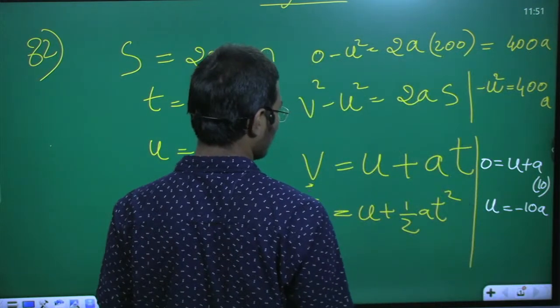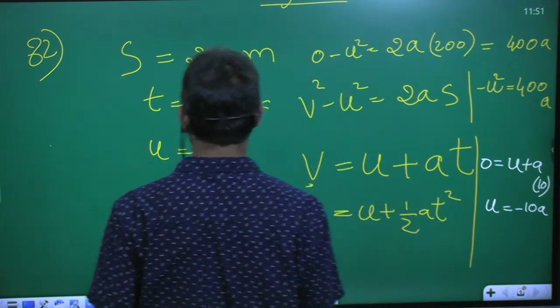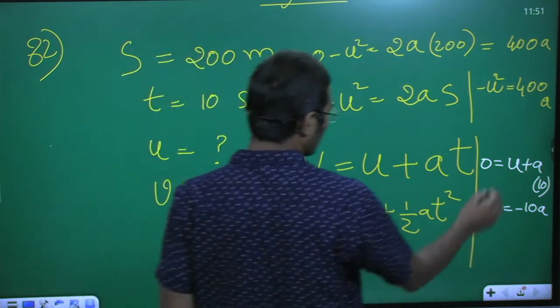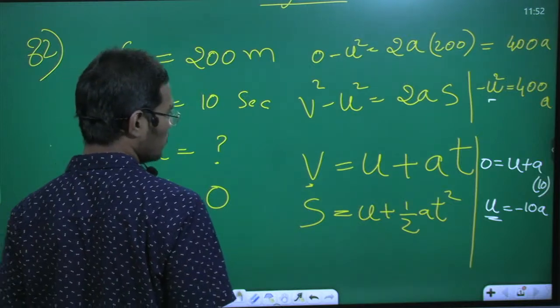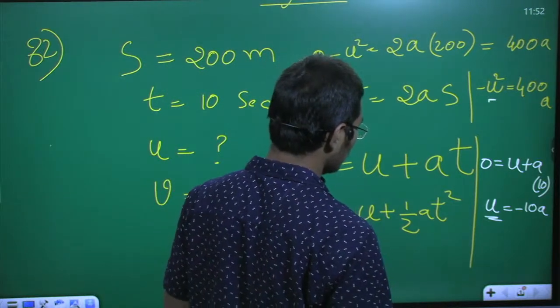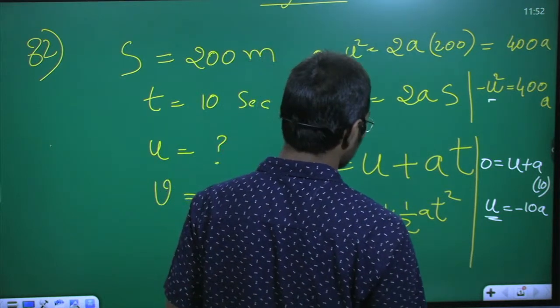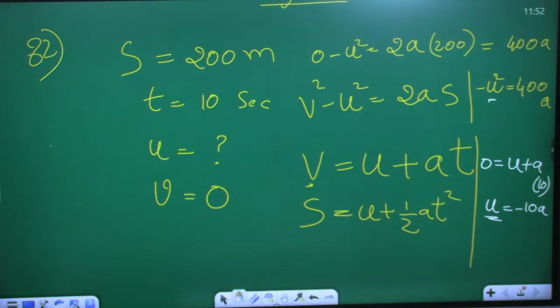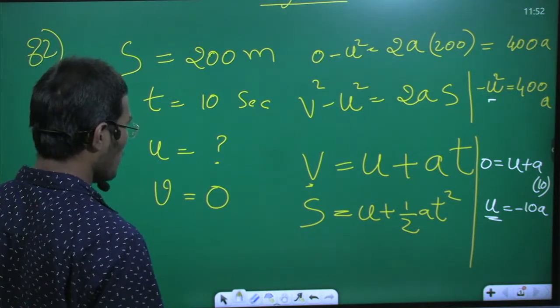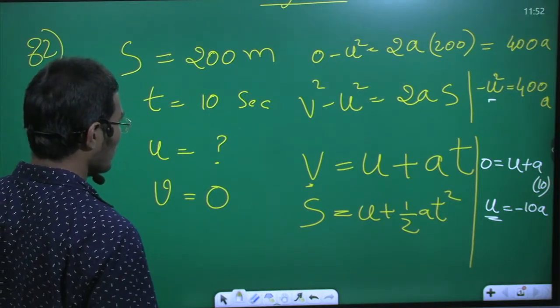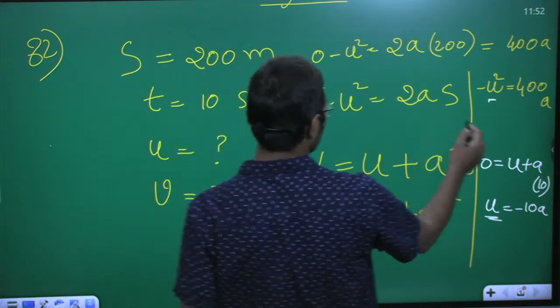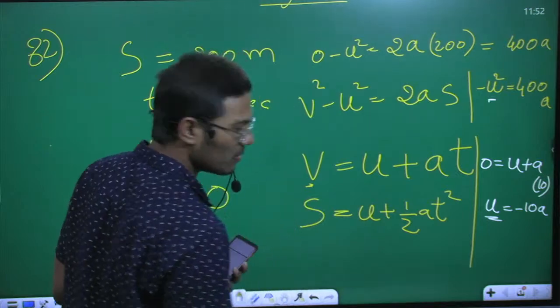Okay. So what do we need? We need u. So we got a relation between u and a. So we need to find u. So how? Try to think. Here we have 2as, right? Okay, we multiplied as well. Come on, try. How do you find u?